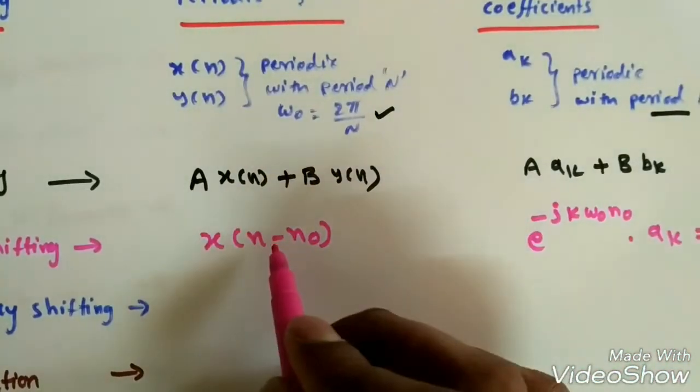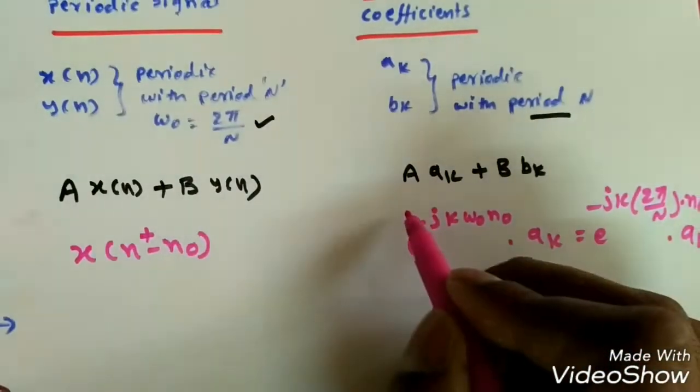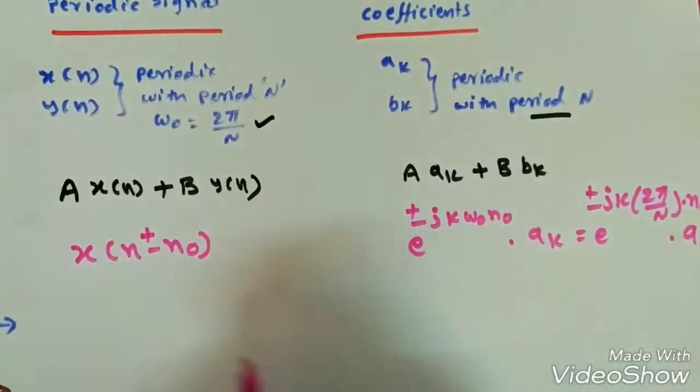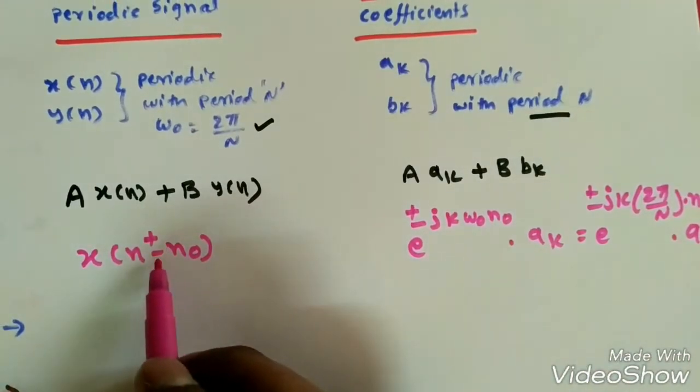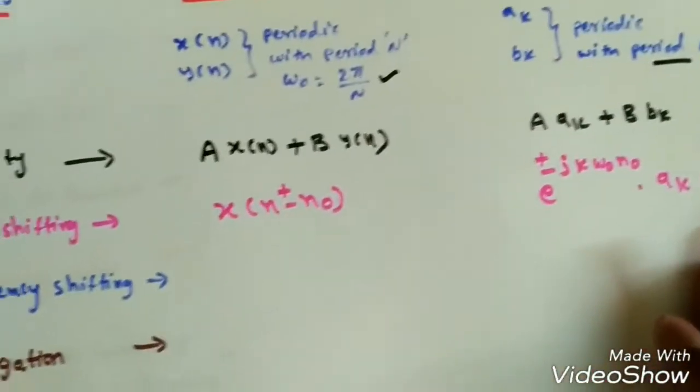Now if it is minus, we get minus. If it is a plus, we will get plus. So here also plus, here also plus. It may be an advanced version, it may be a delayed version. So here we will get either plus or minus depending on this notation.